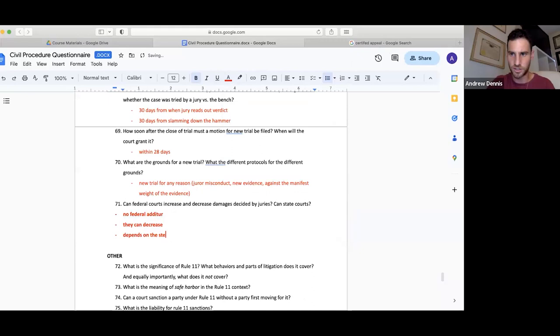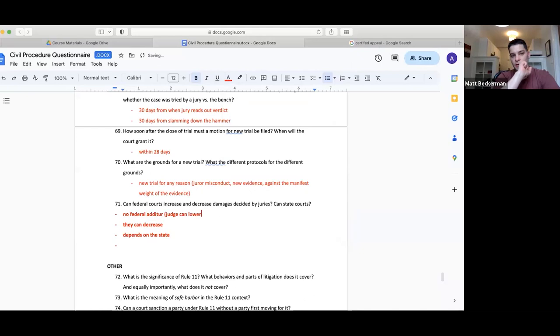Judge can lower or order a new trial, right? Yeah. So there's remittitur. Remittitur is lowering, additur is adding. Federal courts can't say, oh no, 50,000 is too low, you're now at 500,000. They'd have to do a new trial. Which one would violate the Seventh Amendment? The Supreme Court has said that additur would violate the Seventh Amendment because the jury is the party that decides damages. To say that a party owes more than a jury decided violates the Seventh Amendment, so that's not allowed in federal courts.